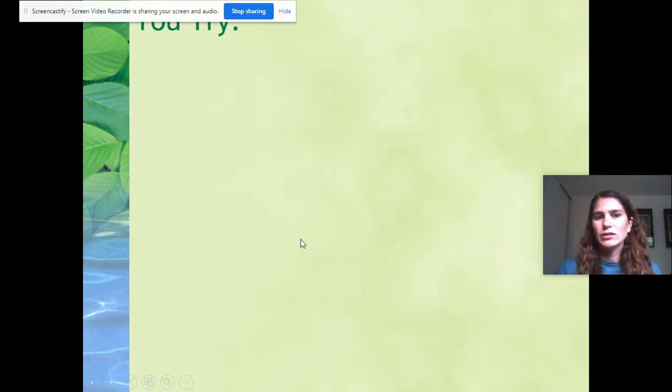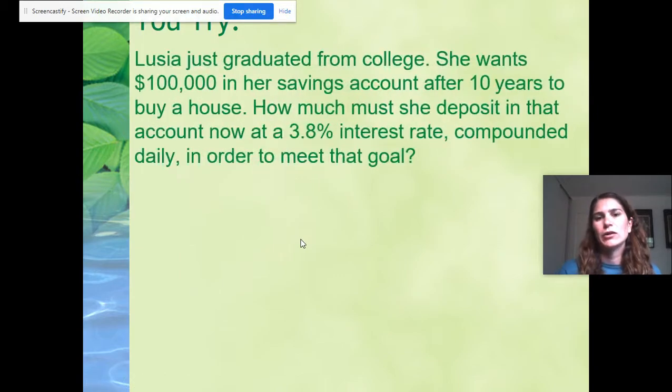All right, so I want you guys to go ahead and try this problem on your own. Lucia just graduated from college. She wants $100,000 in her savings account after 10 years to buy a house. So how much must she deposit in that account now at a 3.8% interest rate compounded daily in order to meet that goal? So I want you guys to go ahead and try this.